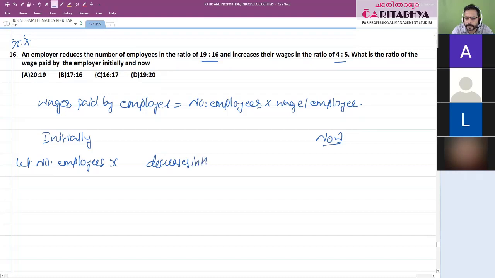Then the number of employees decreases in the ratio 19:16. So now the new number of employees, according to our formula, is the old number of employees into b by a, 16 divided by 19, equal to 16x divided by 19. When a quantity increases or decreases in the ratio a is to b, then the new quantity will be old quantity into b divided by a. That b divided by a is called the factor multiplying a ratio.